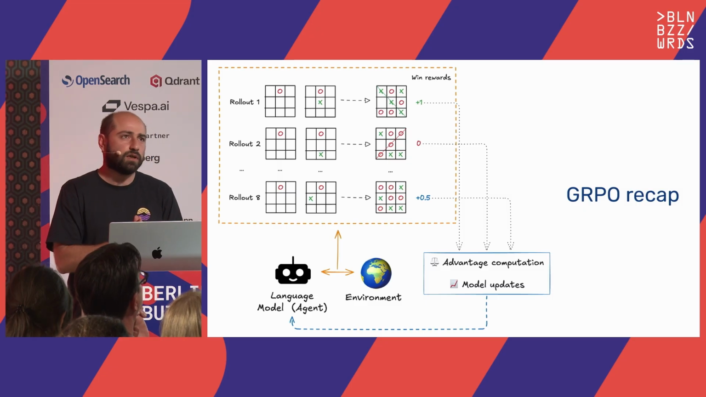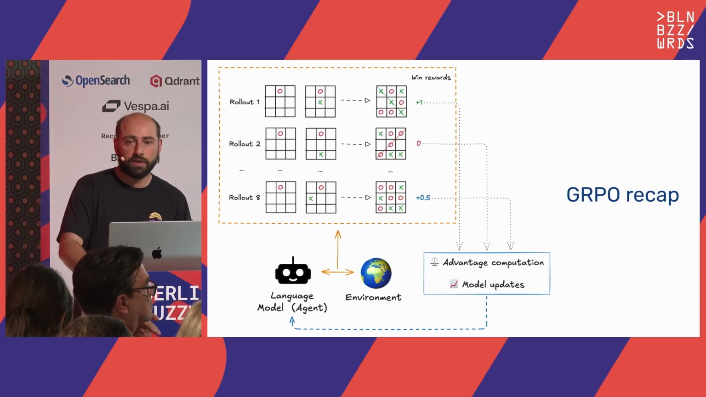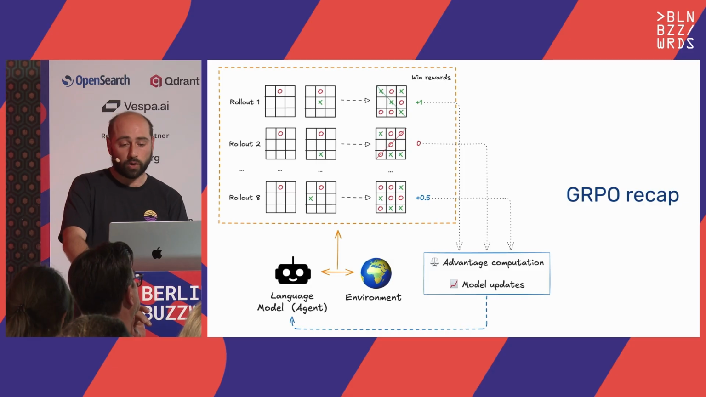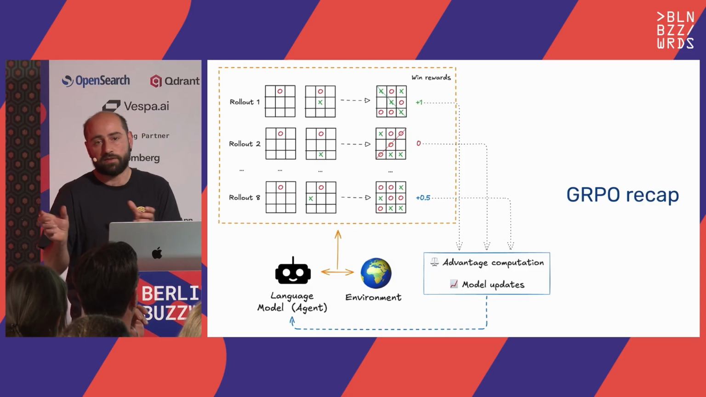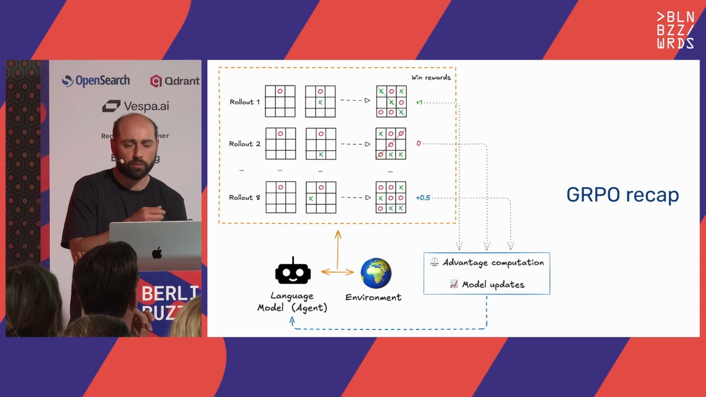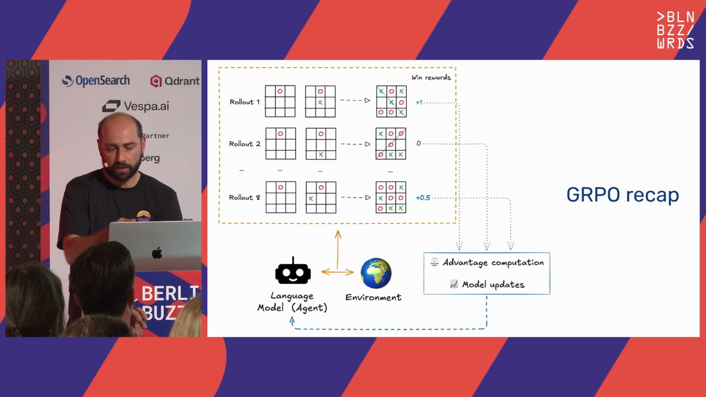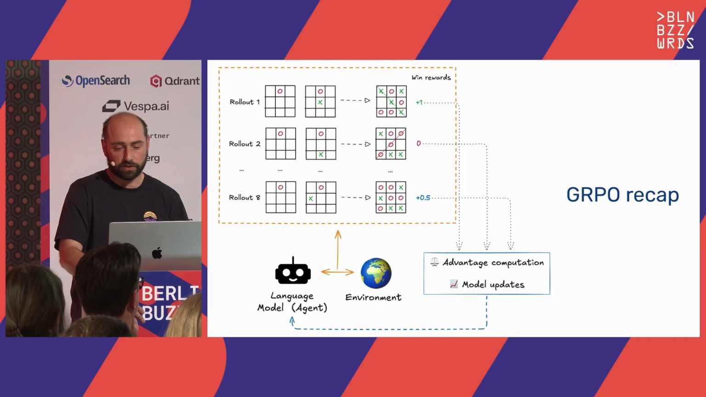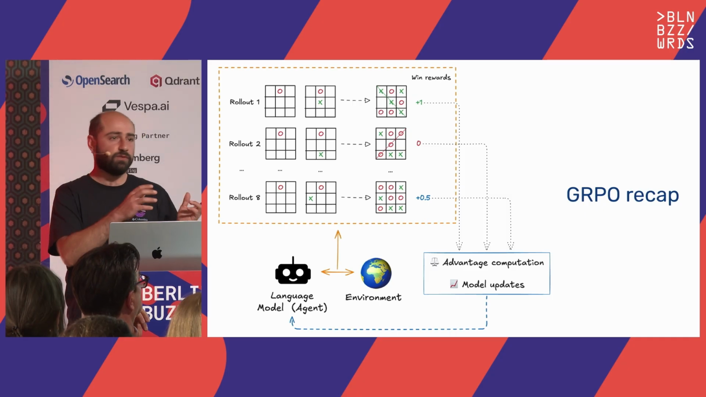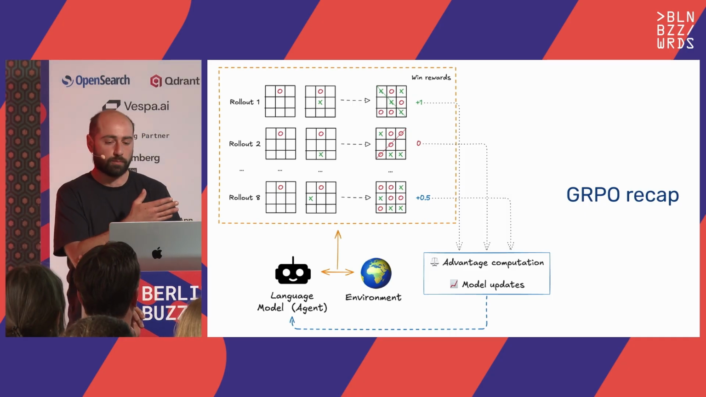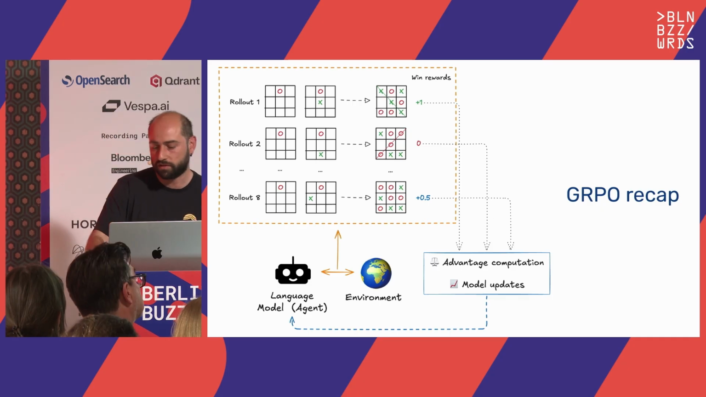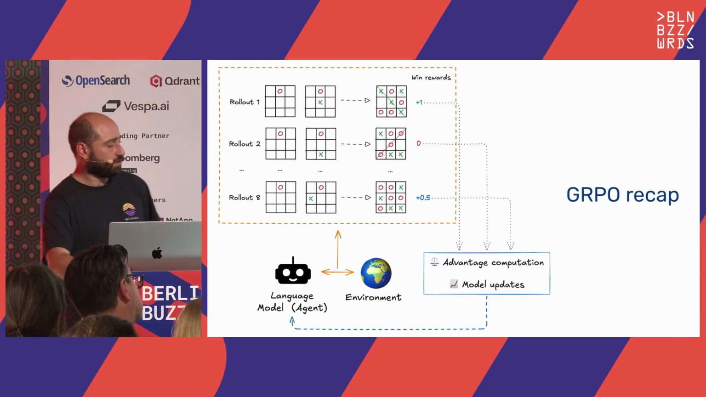We then compute the average of rewards across the group. This is the baseline. And then we compare each rollout with the baseline. This phase is called advantage computation. And we then reinforce the best performing rollouts. So this is the idea. Let's see this in practice.